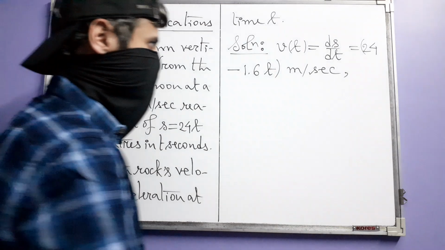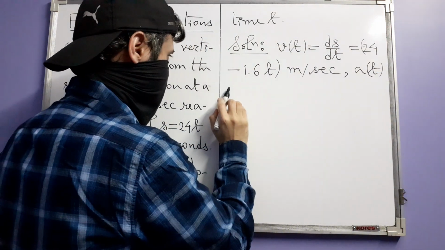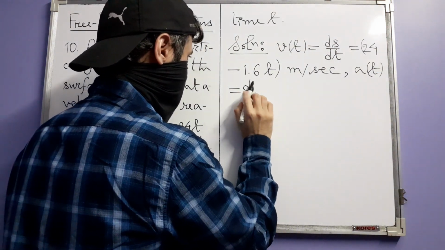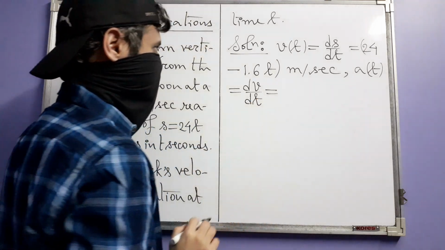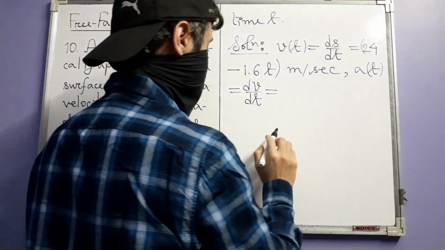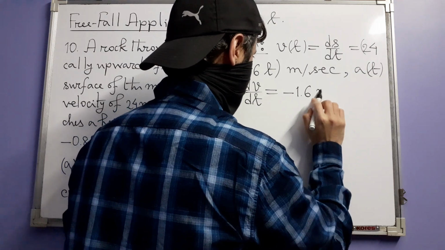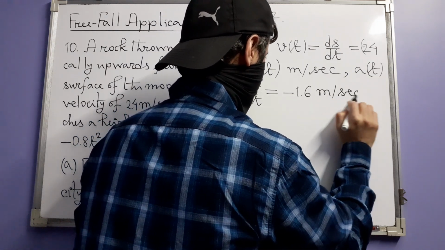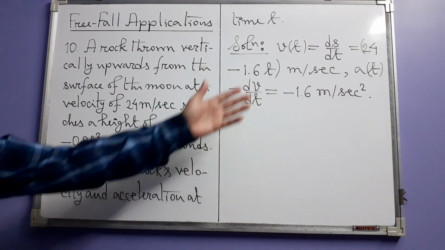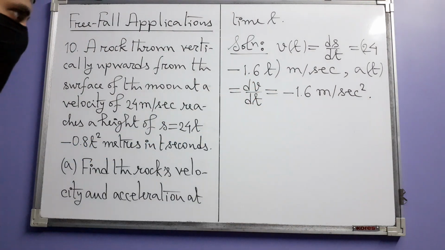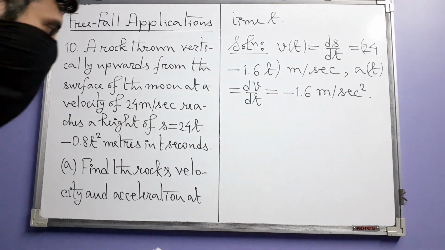And the acceleration is obtained by differentiating v with respect to t. So this gives us what? Minus 1.6 meter per second square. Okay, so 24 vanishes because it's constant. Differentiating it, it vanishes. So that is part A.